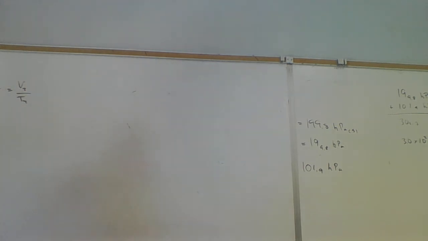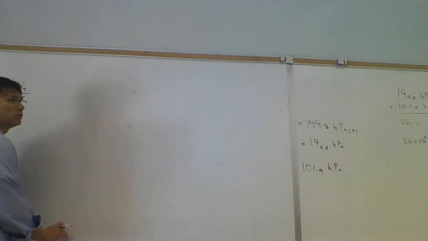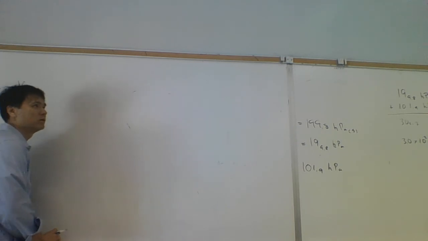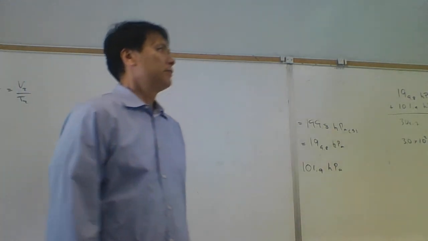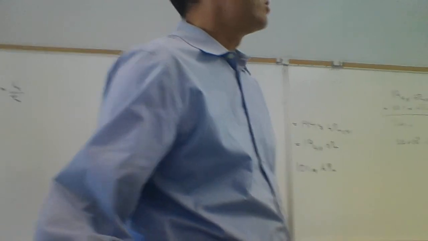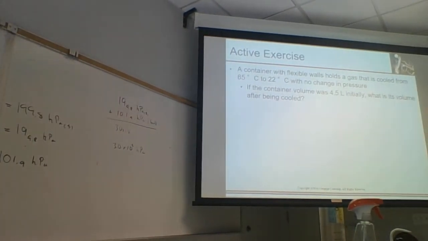And so we look at the use of Charles' law. Let me just blast through these slides here. A container with flexible walls holds a gas that is cooled from 65 degrees C to 22 degrees C with no change in pressure. If the container volume was 4.5 liters initially, what is its volume after being cooled?